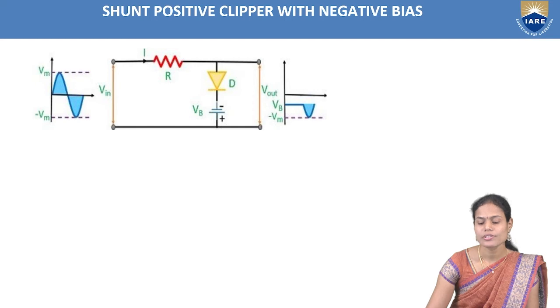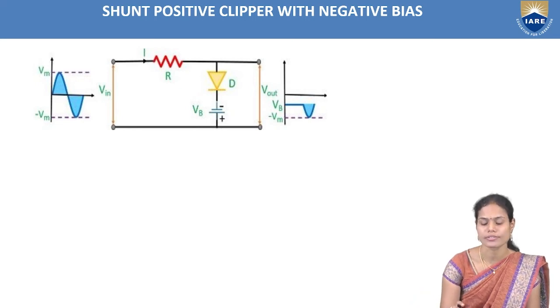The remaining portion will be clipped off in the positive direction. Similarly, the next one is the shunt positive clipper with negative bias. To make the shunt positive clipper with negative bias, just change the polarity of the battery in the shunt positive clipper with positive bias, so that we can get this circuit.